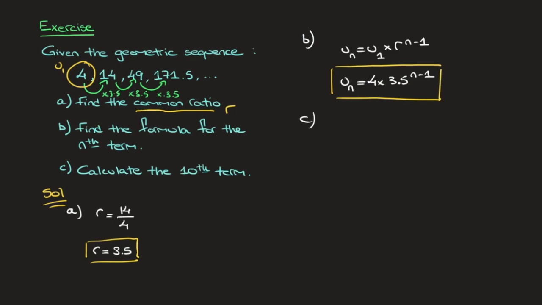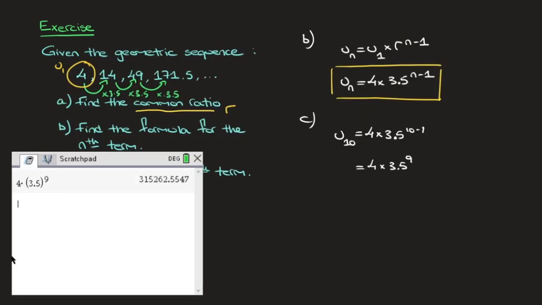Finally, question C, we need to calculate the 10th term of the sequence. Well, for that, we use the formula for the nth term we just found, and to calculate the 10th term, we replace every single n inside this formula by 10. So that would be u sub 10 equals 4 times 3.5 raised to the power of 10 minus 1. That's equal to 4 times 3.5 raised to the power of 9, and with my calculator and rounding to one decimal place, I find that the 10th term, u sub 10, is equal to 315,262.6. And that's the answer.